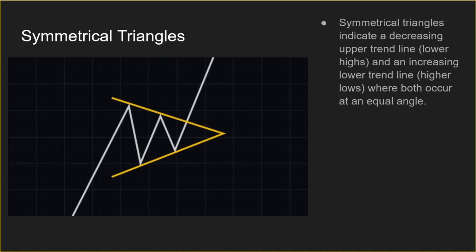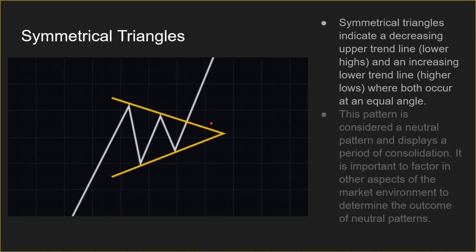Symmetrical triangles indicate a decreasing upper trend line, lower highs, and an increasing lower trend line, higher lows. Here we see this is the point of converging, where both occur at an equal angle. This pattern is considered a neutral pattern and displays a period of consolidation. It's important to factor in other aspects of the market environment to determine the outcome of neutral patterns. Sometimes they can be considered neutral.